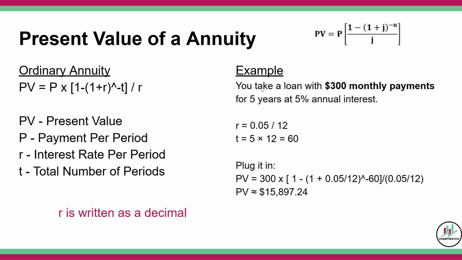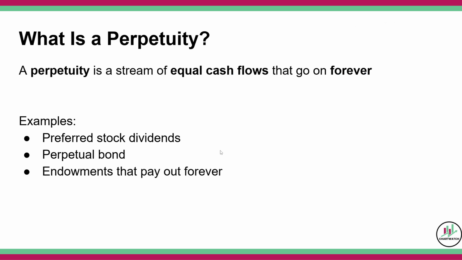For this example, we're going to take a loan with $300 monthly payments for 5 years at a 5% annual interest. 5 years multiplied by 12 months to get it monthly, and then we have 5% annual interest. Break that down, divided by 12 to get the monthly interest. Plug it into the formula, and we get 15,897.24. And that's the present value of those future payments. And so that's how loan companies determine what to lend you today, to see how much it's worth in the future.